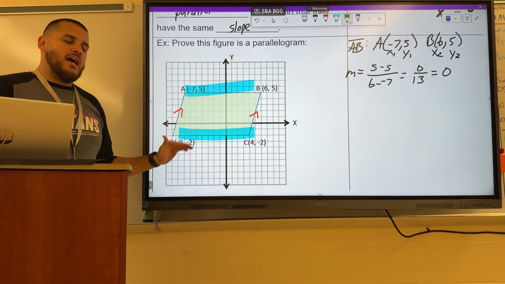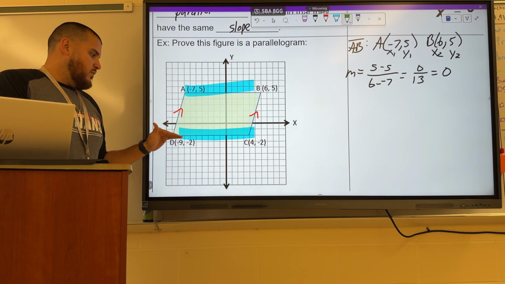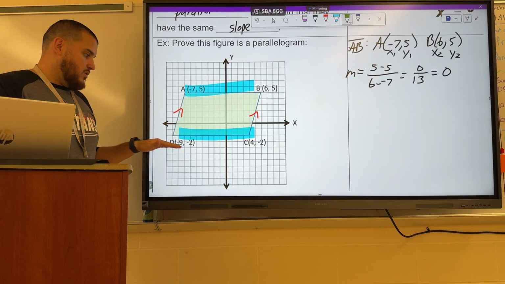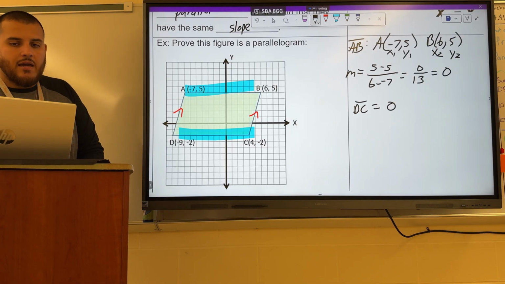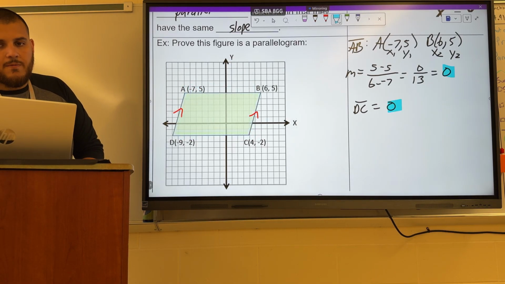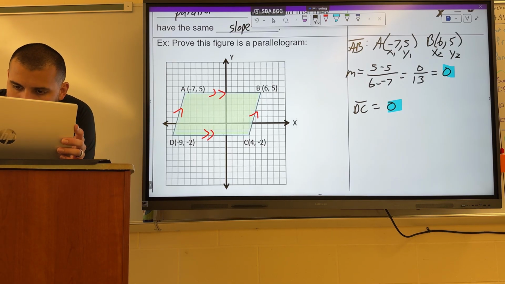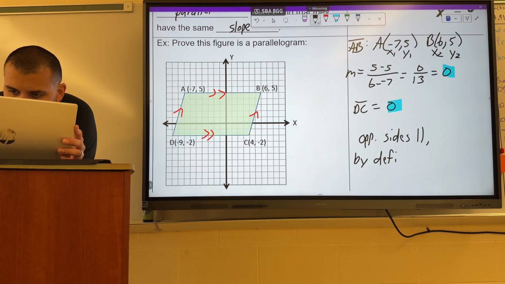Notice the same thing happens with D and C. We don't rise at all from D to C. We're just going horizontal again. Therefore, the slope for DC will also be 0. Okay, so that means they have the same slope. They have to be parallel to each other. So we can say opposite sides are parallel. So by definition, this shape is a parallelogram. Again, by definition is saying opposite sides are parallel to each other.